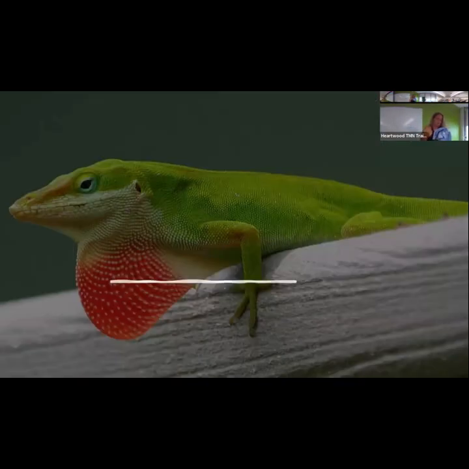Any questions on gators? Average life expectancy? 60 to 70 years is pretty old.